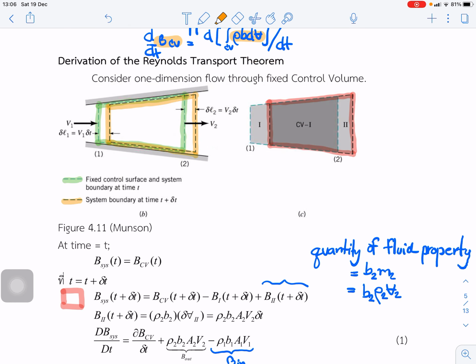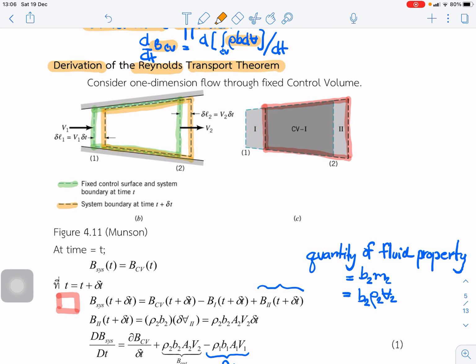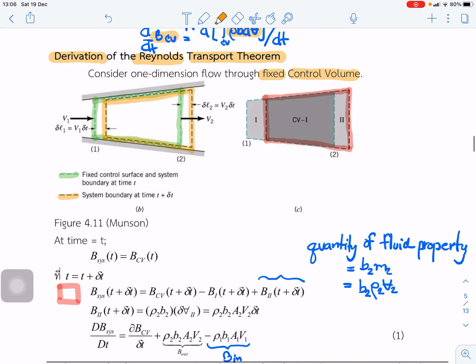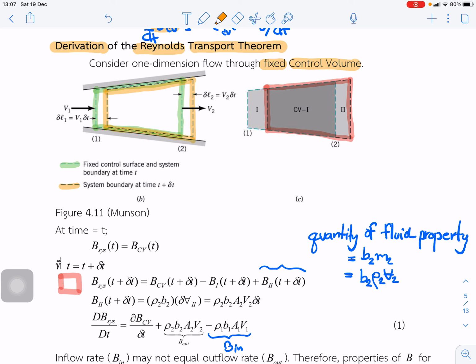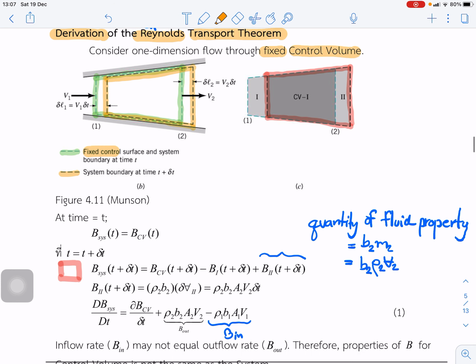The next section is the derivation of the Reynolds transport theorem. We consider one-dimensional flow through a fixed control volume. The fixed control volume is represented by the green lines, and the orange line is the system boundary at time t plus delta t.